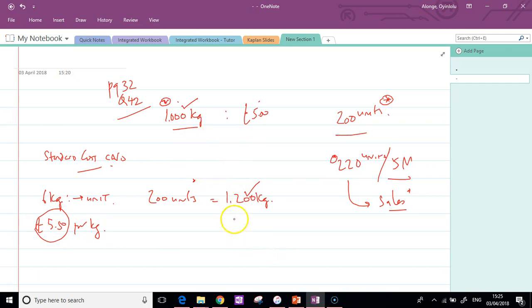Right? We need to monetize the thing. So now we have a 200 kilogram difference times £5.50. Right? So we now have a favorable variance of 1100 pounds. 1100. Right. Okay, let's talk about price.